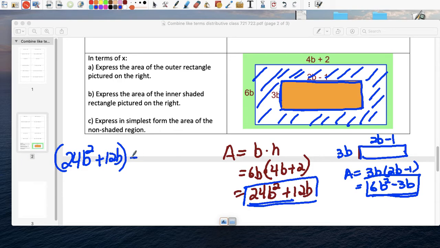From that, we're going to subtract what? We're going to subtract the second rectangle. The second rectangle is, and I'm going to put it in red, 6b squared minus 3b. Now, if you write it like this, it's incorrect, because the area of the second rectangle is not 6b squared. So here, that subtraction is only affecting the 6b squared. From the area of the big rectangle, we want to subtract this difference, this guy here, because that represents the area of the second rectangle.